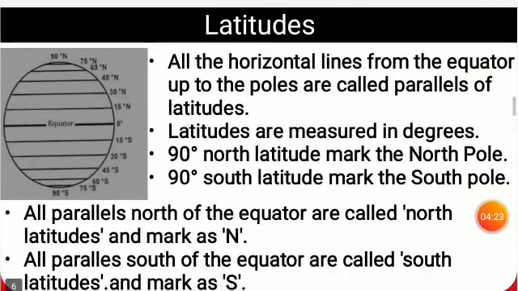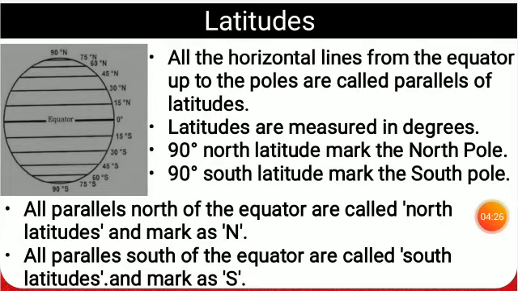Next, that is latitudes. All the horizontal lines from the equator, if you see, the equator is at 0 degree, and the other parallel lines are like 15 degree north, 30 degree north, 45 degree north, and so on, up to 90 degree north, the north pole. And if you go from the equator to the south, there is 15 degree south, 30 degree south, 45 degree south. All these horizontal lines from the equator up to the north and south poles are called the parallels of latitude.